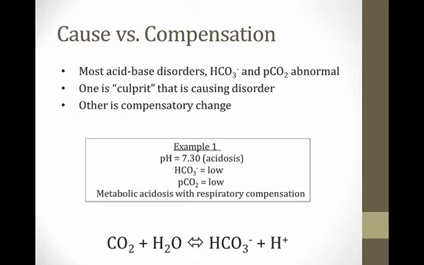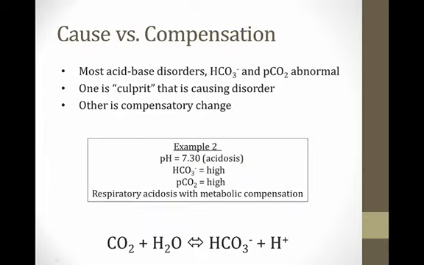Consider a patient whose pH is 7.3. That patient is acidotic, and they have a low bicarbonate level and a low PCO2 level. Well, this patient has a metabolic acidosis with respiratory compensation. How do I know that? Because of these two changes, a low bicarbonate and a low CO2, only a low bicarbonate will drive the equation this way and give you an acidosis. Therefore, the low bicarbonate must be causing the problem. The low CO2 is driving the equation back in this direction and trying to fix the acidosis, so that's the compensatory change by the body.